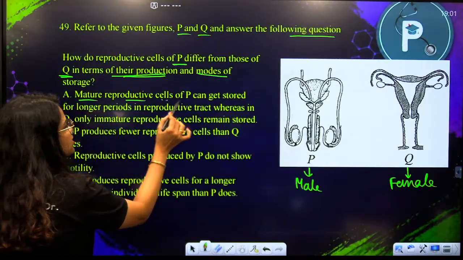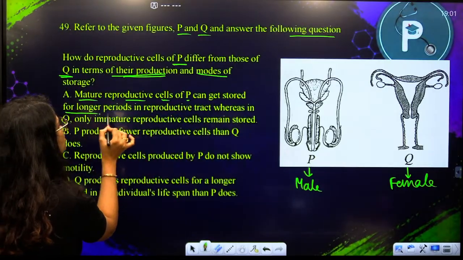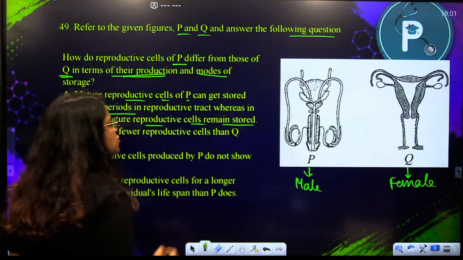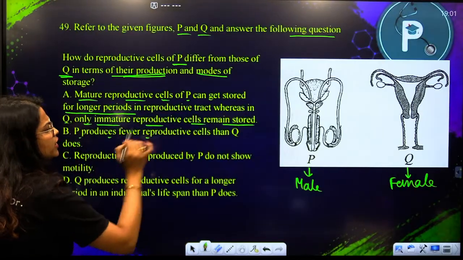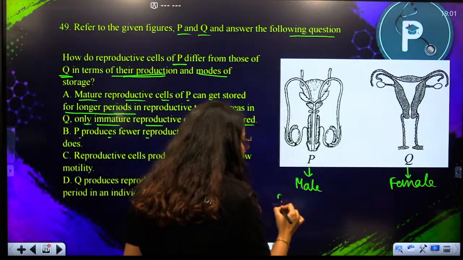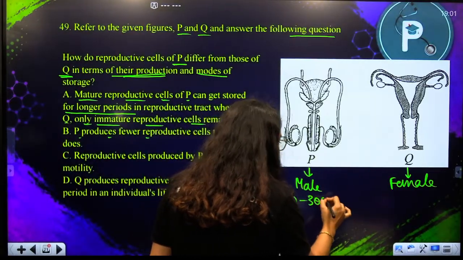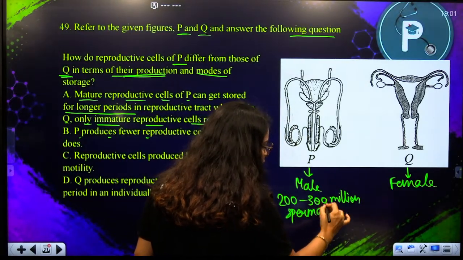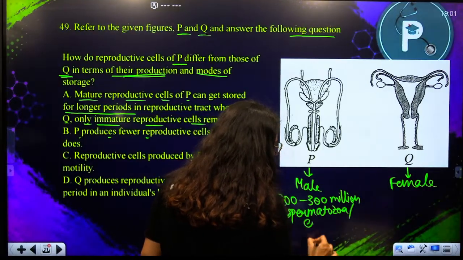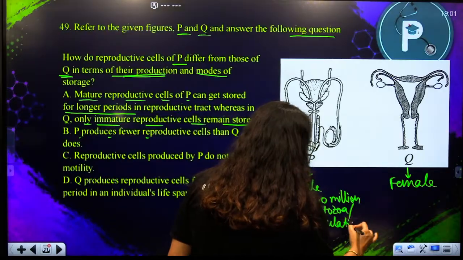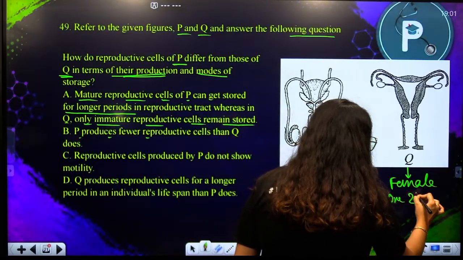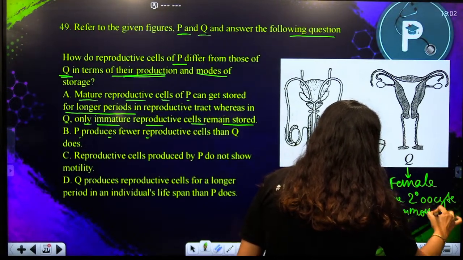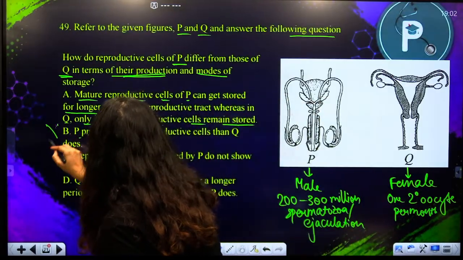So mature reproductive cells of P can get stored for a longer period in the reproductive tract, whereas in Q only immature reproductive cells remain stored. Let's see, did P produce fewer reproductive cells? Absolutely not. The spermatozoa are produced in 200 to 300 million spermatozoa per ejaculation. And how many ova are produced? 1 secondary oocyte per month. So who is more? Of course, the sperms are more. So B can't be an answer.